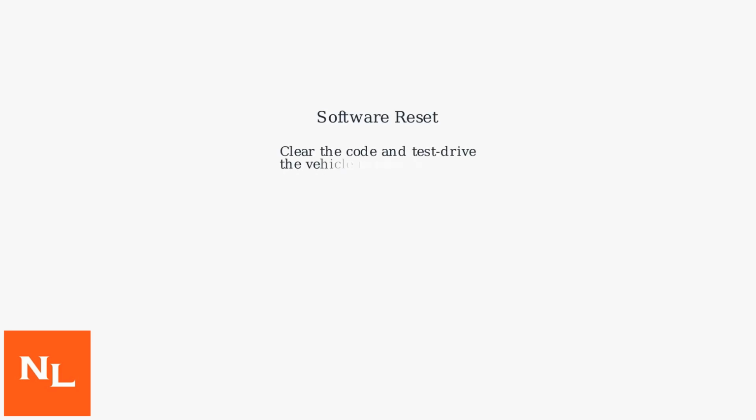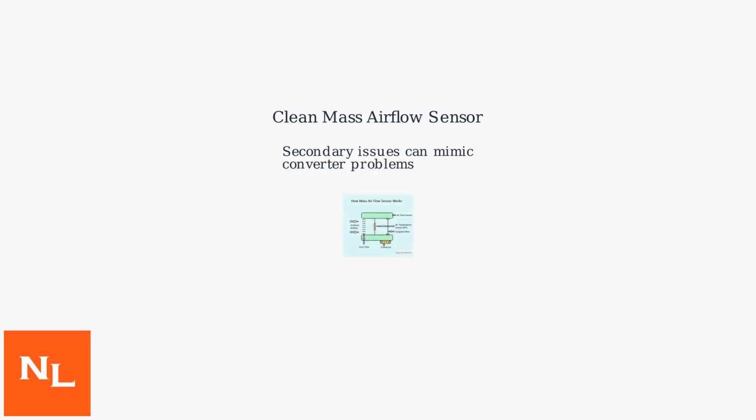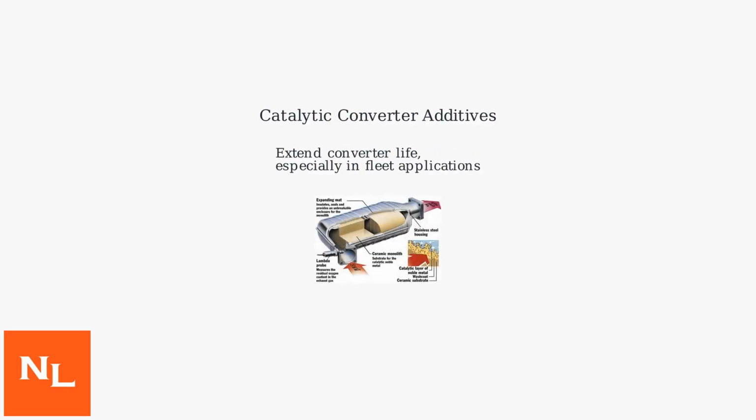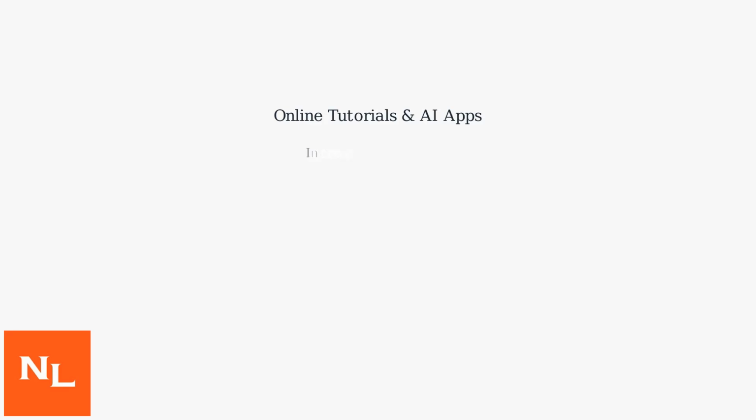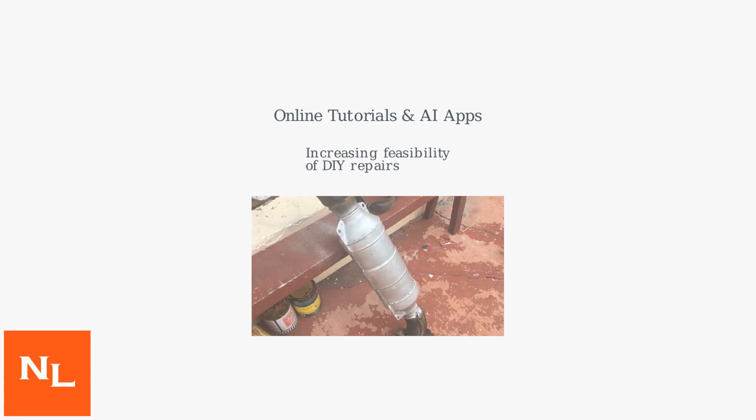Sometimes, a simple software reset by clearing the code and test driving the vehicle can resolve temporary issues. Cleaning the mass airflow sensor can also help, as secondary issues can mimic converter problems. Catalytic converter additives can extend the life of the converter, especially in fleet applications. Online tutorials and AI-assisted apps are increasing the feasibility of DIY repairs.